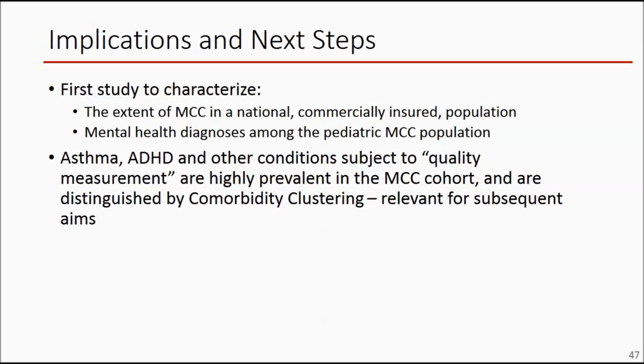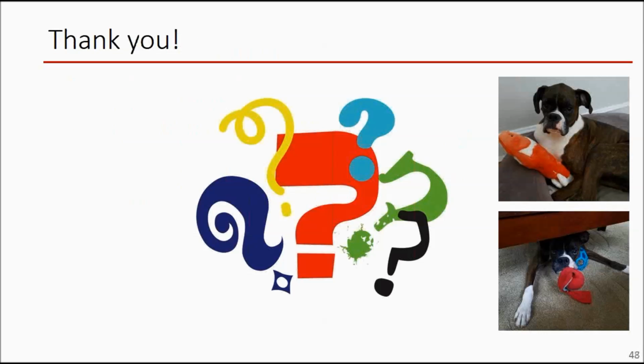And one of the takeaways for me as I progress onto my additional aims in my dissertation is that asthma and ADHD and some of the other really common pediatric conditions that I see in my cohort are also key targets of quality measurement in pediatrics. So I should be able to get some robust measurement and really look at these in more detail when I get into aims 2 and 3, looking at quality outcomes. And thank you. I'm happy to take questions or suggestions.